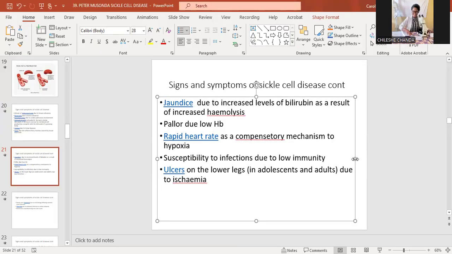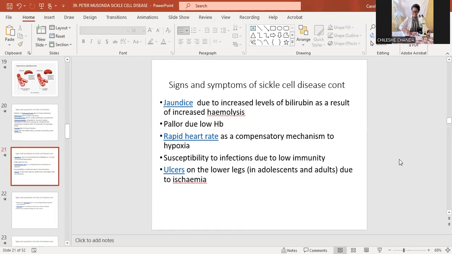The patient will present with pallor due to low HB because a lot of the red blood cells are being hemolyzed. Patient will have a rapid heart rate because the heart is trying to compensate in order to provide oxygen to all body parts, all body organs. Patient is going to be susceptible to infections. This is due to low immunity, especially in aplastic anemia, where the bone marrow is unable to produce all three blood cells. And so you find that the patient is going to have a reduced number of white blood cells as well. And so the immunity is going to drop.